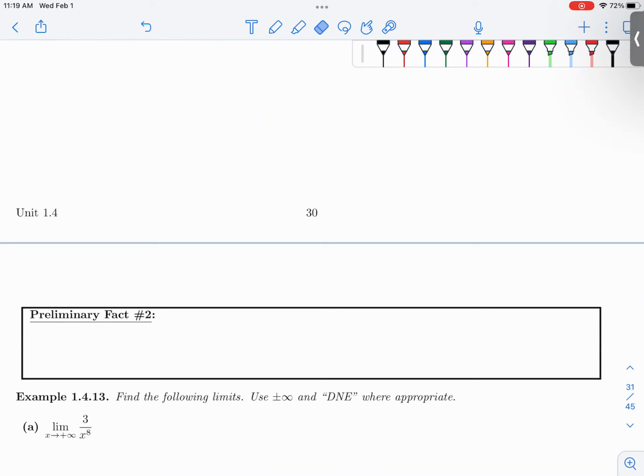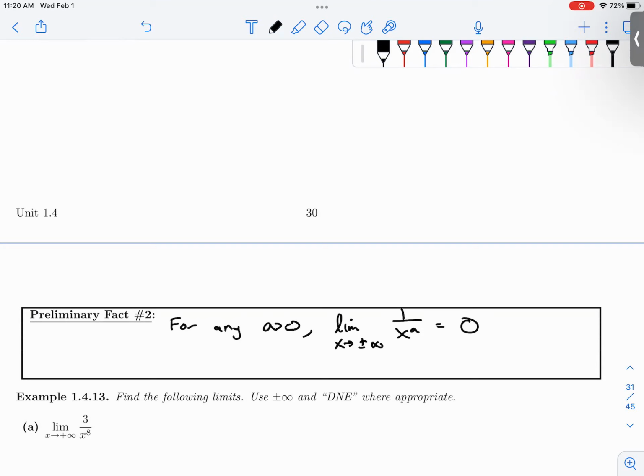So preliminary fact number 2, we'll say this. For any a greater than 0, the limit as x approaches plus or minus infinity of 1 over x to the a equals 0. The limit as x approaches positive infinity or negative infinity for 1 over x to the something is just 0.